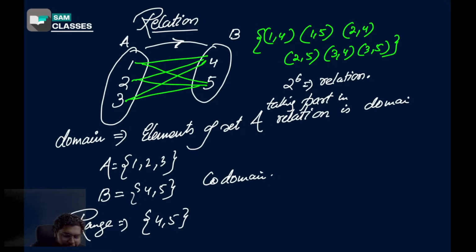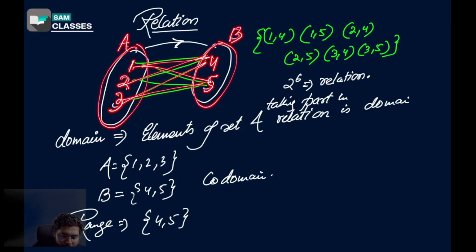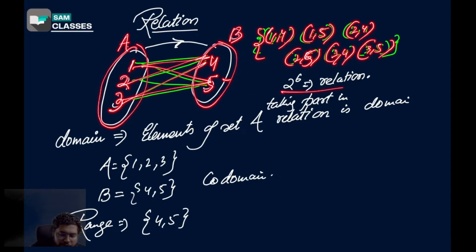Now, I have taken set A and set B. In set A, I have taken 3 elements, 1, 2, 3. In set B, I have taken 2 elements, 4 and 5. So I made the matching. If I do the matching, what will I get? 1 4, 1 5, 2 4, 2 5, 3 4, 3 5. So total 6 elements. How many relations? 2 power 6.